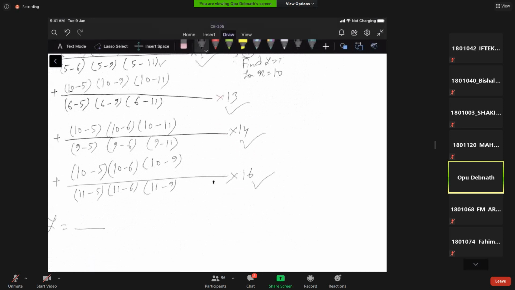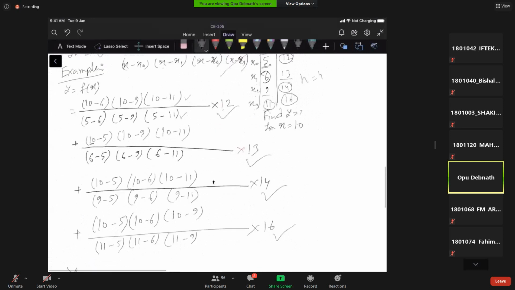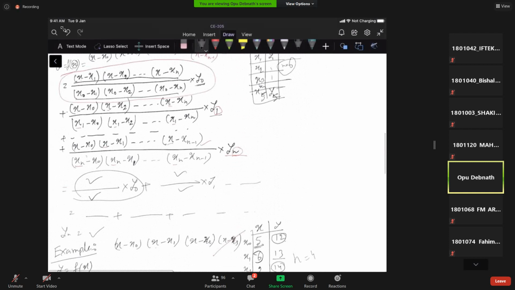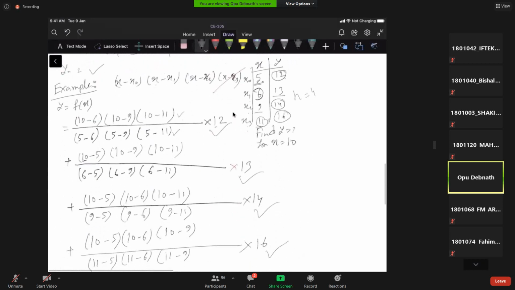Okay, so up to this, this is the ending of numerical interpolation. And hopefully in the next class we will go for numerical differentiation, numerical integration, etc. Okay, so if anyone has any question, you can ask now.